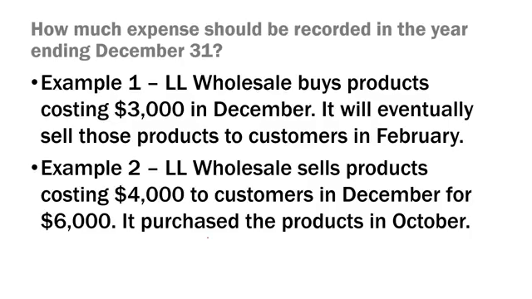So in December, it will record a cost of goods sold expense of $4,000. So its inventory account on the balance sheet will go down, of course, because it no longer has the inventory, and that will be recorded as a cost of goods sold expense on the income statement.